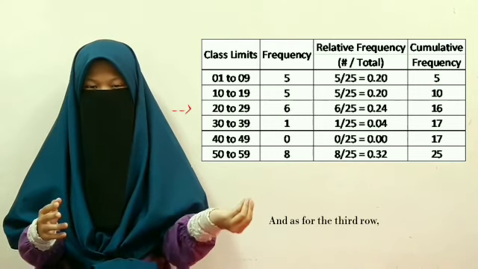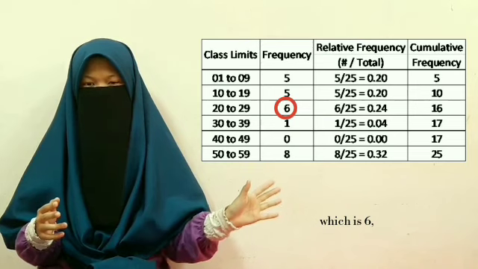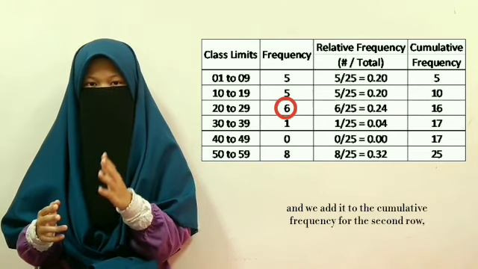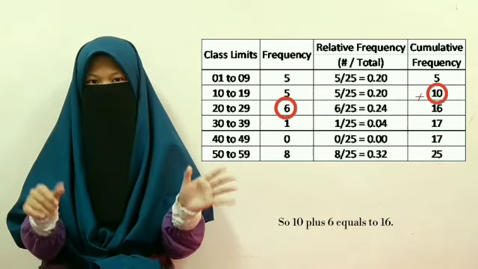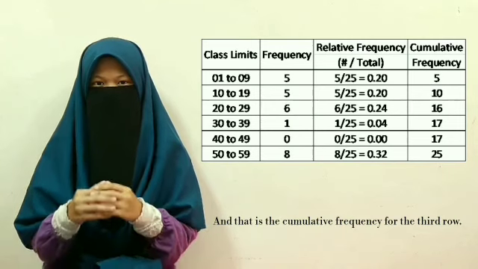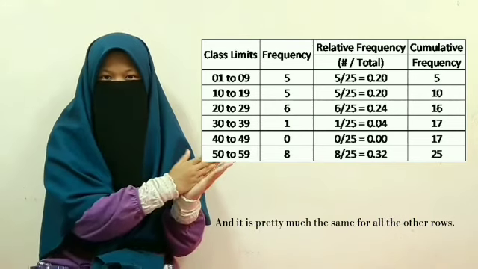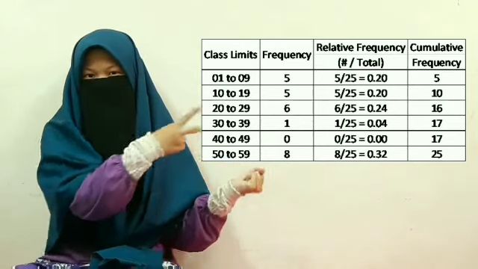And as for the third row, we take the frequency from the third row, which is 6, and we add it to the cumulative frequency for the second row, which is 10. So 10 plus 6 equals 16, and that is the cumulative frequency for the third row. And it is the same for all the other rows. We will move on to step 3.